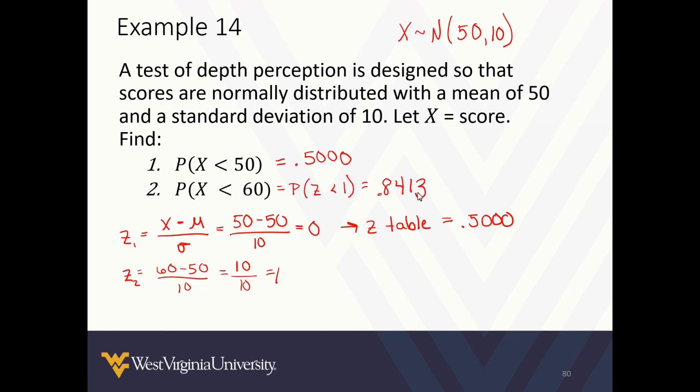At this point, you may be wondering, when we did it earlier with the 68, 95, 99.7 rule, we got an answer of exactly 0.84. The 68, 95, 99.7 rule is approximate. It's not exact.